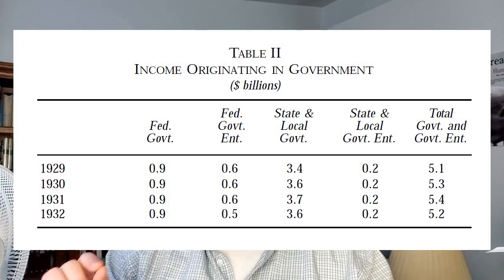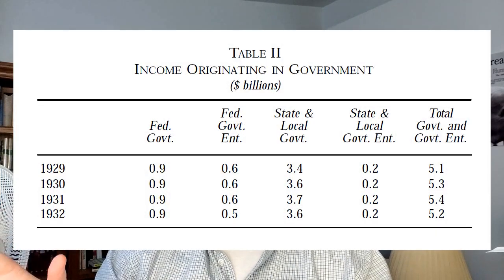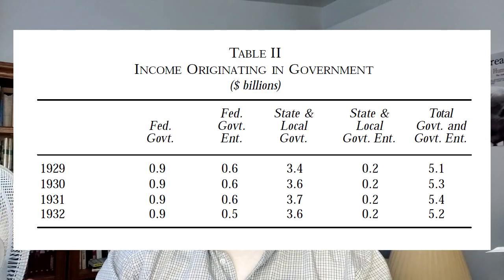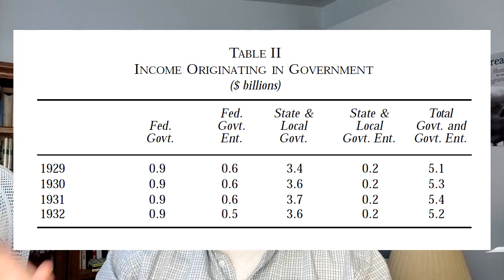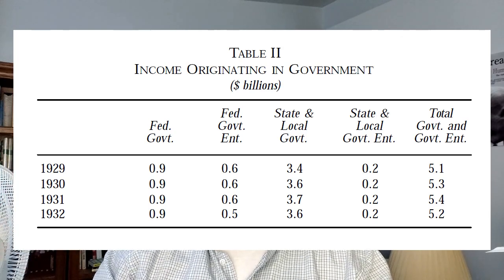Next up, we have Table 2, which is income originating in government. And of course, this book is freely available. We've got links to get you that free copy of the 5th edition PDF from the Mises Institute. So if you want to look at these tables, please go do that.